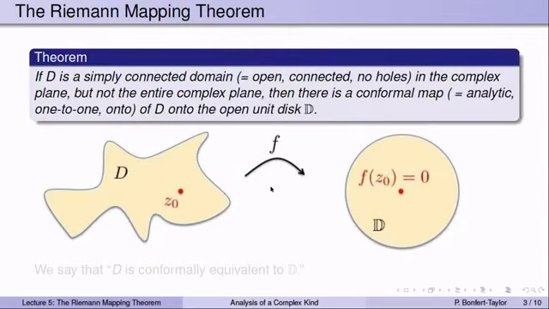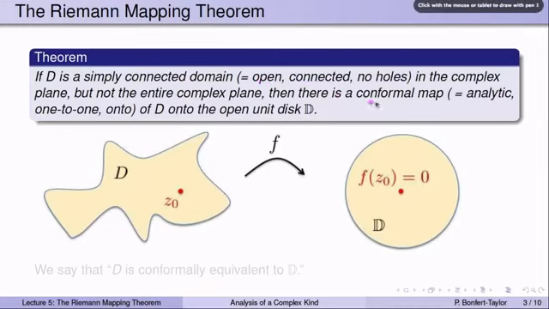And here is the famous Riemann mapping theorem. Suppose D is a simply connected domain. Now, domain means open and connected. Simply connected means the domain has no holes, so you're not missing part of the domain in the middle of it. Such a thing is not allowed. So suppose you have a simply connected domain, so an open connected domain with no holes in the complex plane, but not the entire complex plane.